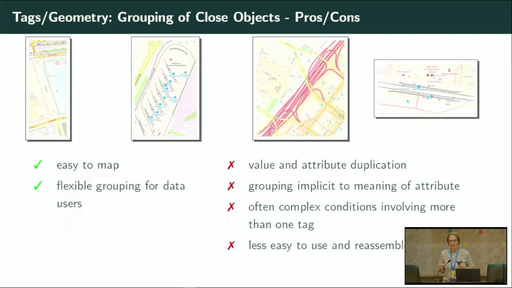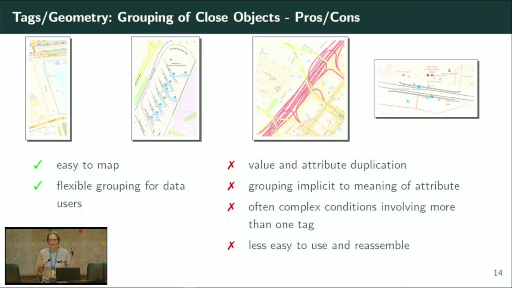But the bigger problem here is that we're not explicit about this. We're not saying this tag we use to put a couple of OSM objects together. And from the data user side, then you start really doing some fuzzy matching, seeing that it works. We had the bus stop example here. Most of the bus stops had the same name, except some of them. They had the platform name also in the name tag. So because we're not explicit about it, it's really hard to use from the user side.